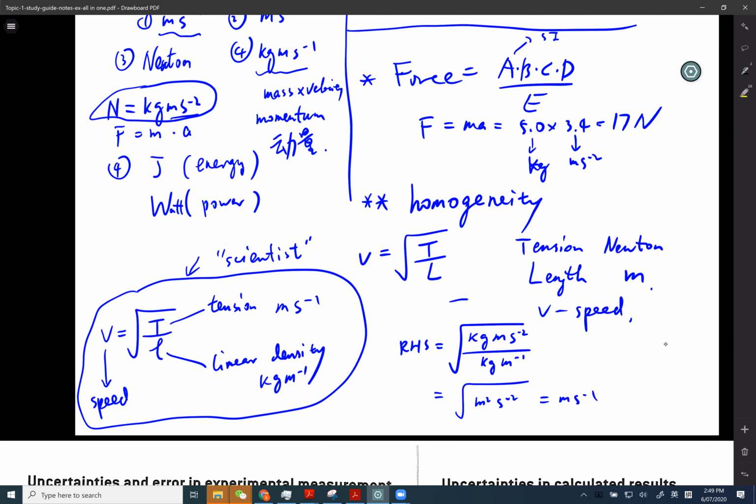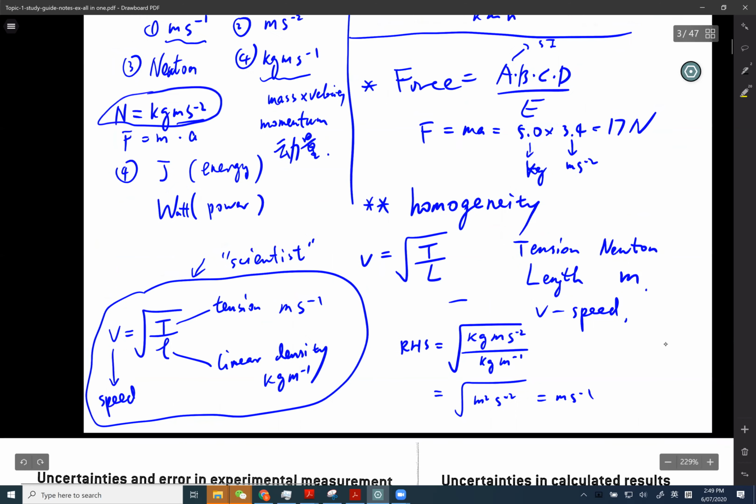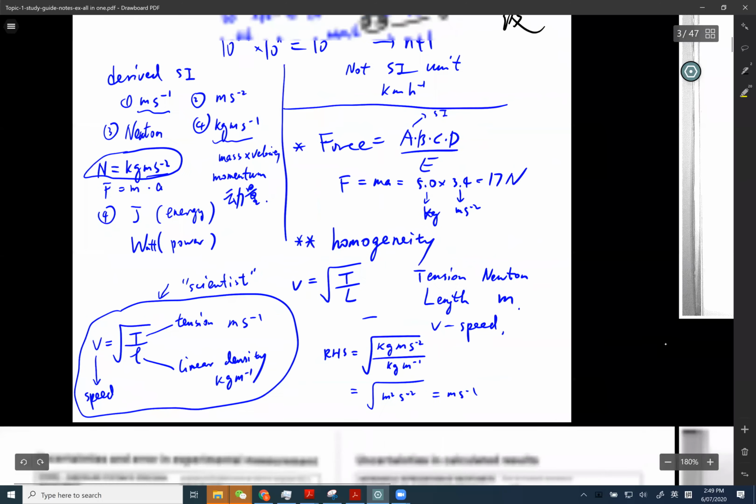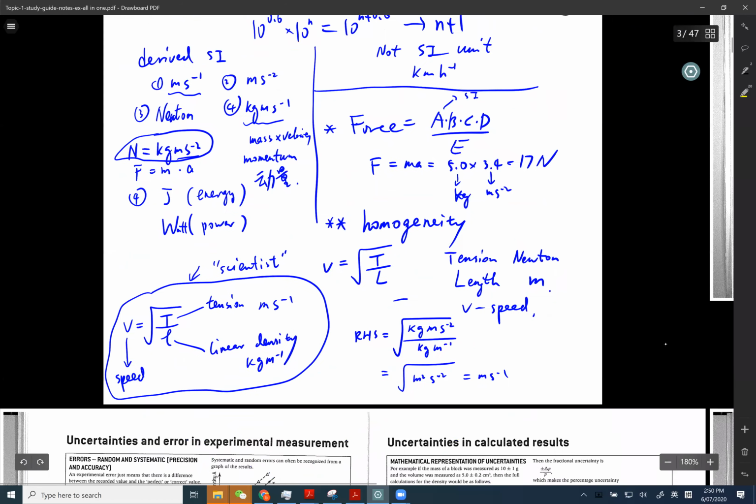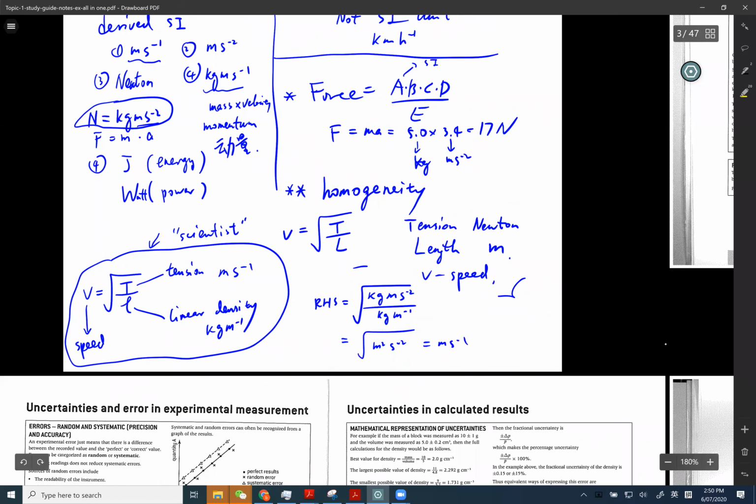So the idea about units: every time you learn a new topic, you will learn a lot of quantities, and you always need to check what the unit is. For units, we have another type of idea here. What's this?